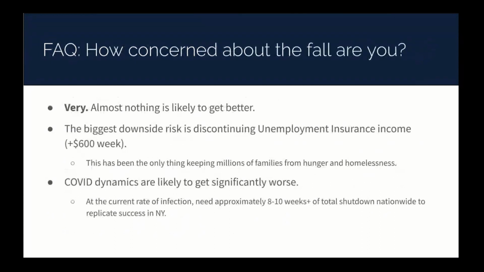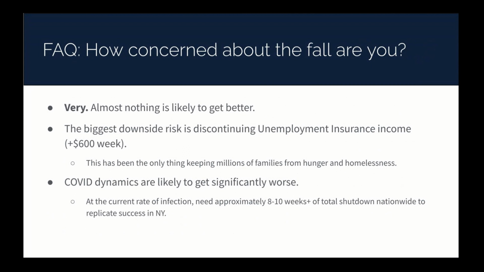A couple of quick questions, and these are kind of my standard slides now. How concerned about the fall are we? Pretty concerned. You probably heard, unemployment insurance has expired. From an economic perspective, that's a disaster, and will be. A stat last week was that 38% of adults in the country felt they weren't able to pay rent or their mortgage. That was coming out of Bloomberg, so that's a huge number, and is only likely to get worse.